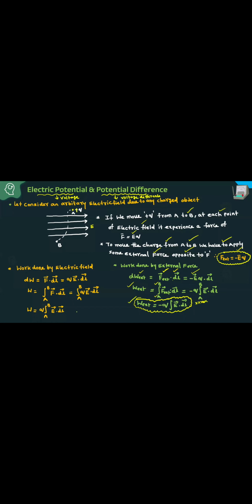This is the work done by external force, and this is the work done by electric field. Externally, we are applying this force for the movement of the charge from A to B. Because of the electric field also, a force is produced. Because of that force, this is the work done by electric field.